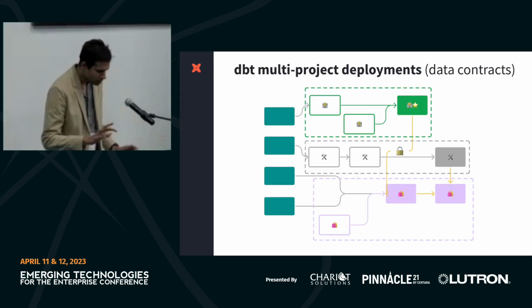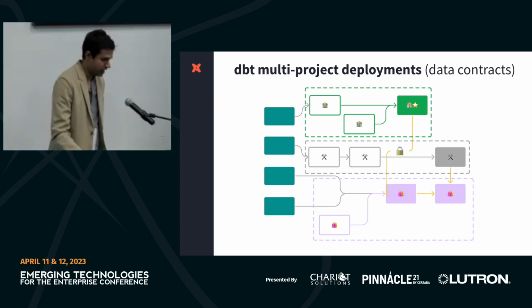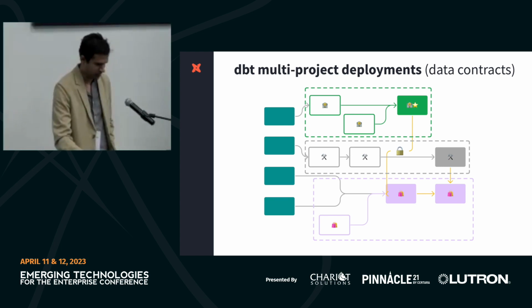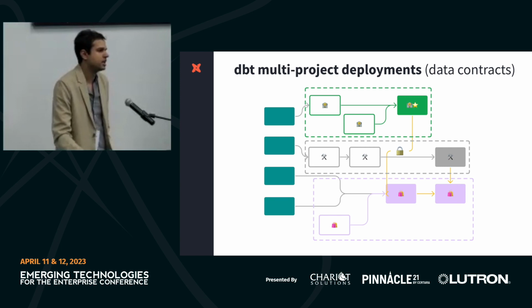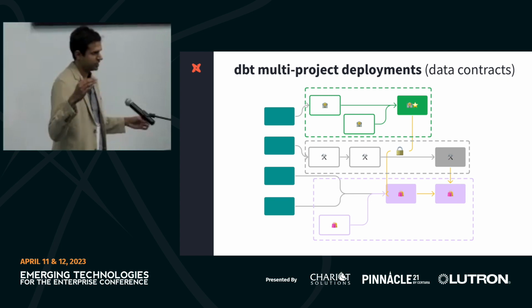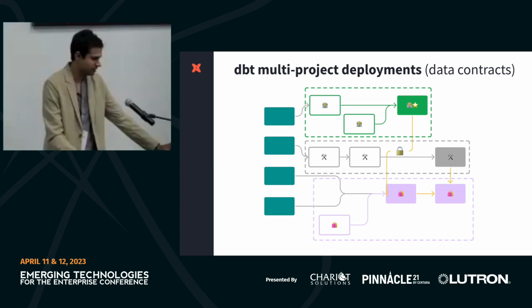So what we're building right now, and my brilliant colleague Michelle is leading this project, is multi-project deployments, or data contracts. I guess maybe a good analogy here is to think of it as microservices, but for data. And so right now, DBT is a huge monolith. It works best, or really only, if you have these huge projects.